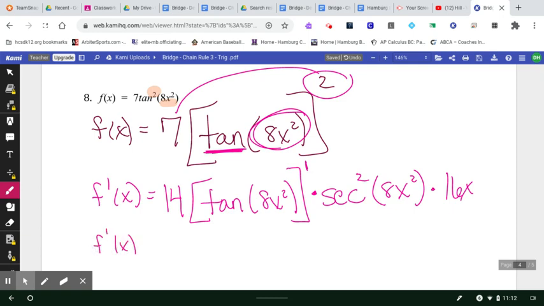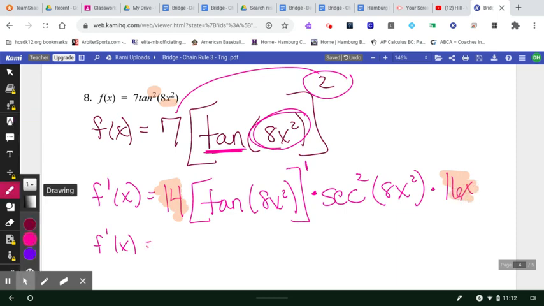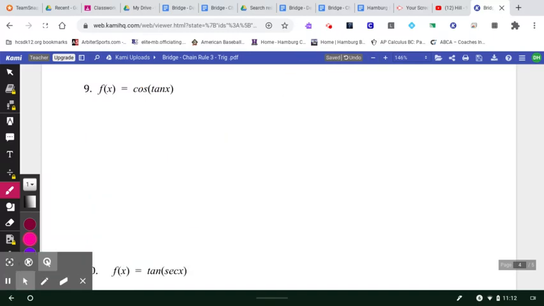So when I clean up, I can multiply the 14 and the 16x together. So that gets me a 224x. Then I have the tangent of 8x squared and secant squared of 8x squared. And again, nothing can go into those, so they just stay the way they are. All right, so just playing around with a little trig. So we're away from the double chain rules, and this is just a simple chain rule.